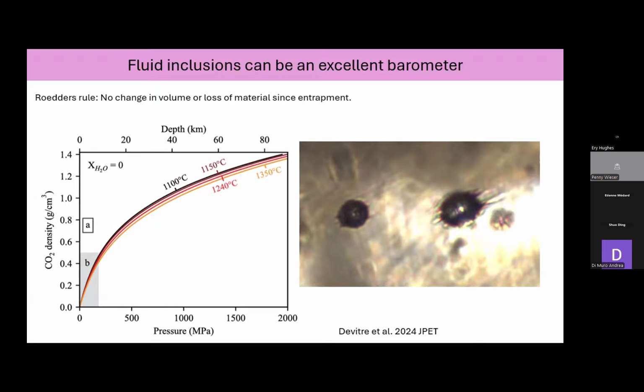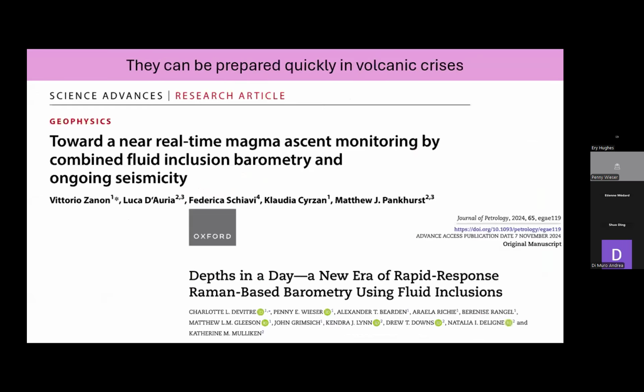And what you'll see is basically what this graph is showing. It is not very sensitive to temperature, which is great because you don't always know the temperature at which your fluid got trapped. So really, you just prep a fluid inclusion, measure it, and then you can get a storage pressure that quickly. And this has been really recognized as potential for near real-time monitoring.